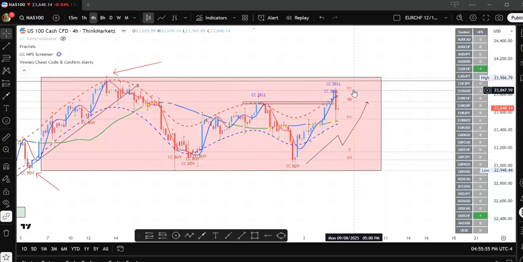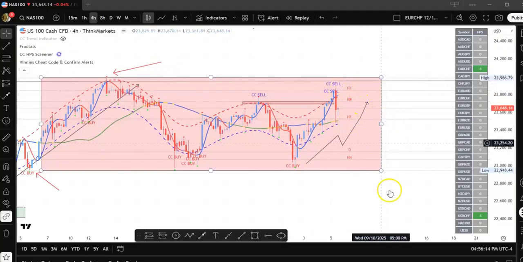resistance levels. Okay, H1, D for daily, H4. So these are support and resistance levels. So if there's a CC sell between H4 here and H1, I won't take it. A sell at H1, I will take that trade.